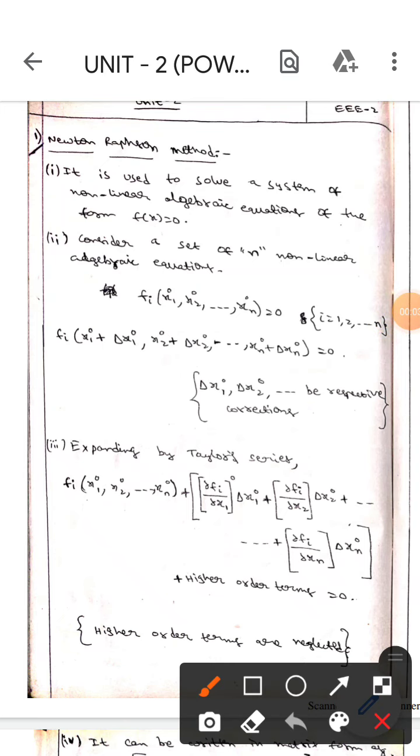Today we are here to discuss the Newton-Raphson method. So let's get to the topic. It is a method which is used to solve a system of non-linear algebraic equations which are in the form of f(x) equals 0.